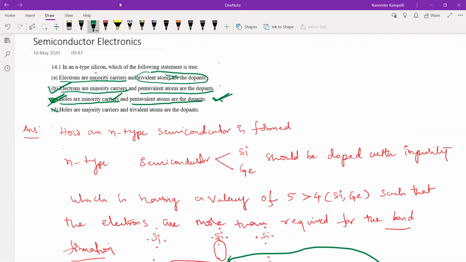And holes are majority carriers, this is wrong. Actually, electrons are the majority carriers. The trivalent atoms are the dopants, so this is not correct. Pentavalent atoms are there. So the answer for this is both B and C.